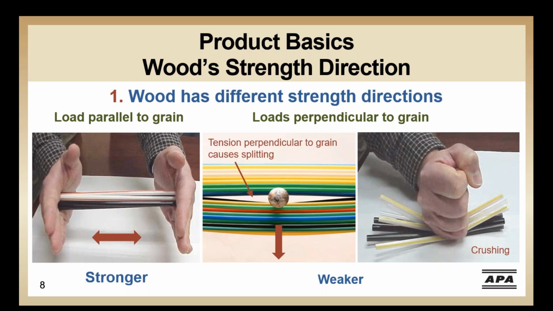If the load is applied perpendicular to the length of the straws or perpendicular to the grain, the straws can crush more easily, or they can split if notches or loads are applied in a manner that wants to pull the straws apart. This illustrates the anisotropic nature of wood, which is different strength properties in different directions.